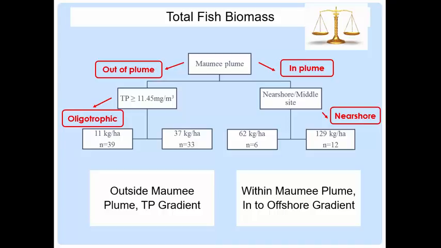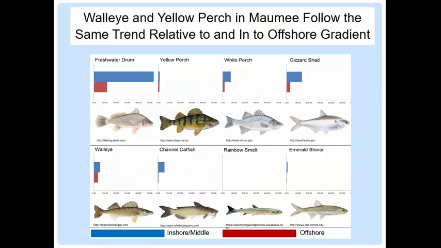And outside of the plume, both walleye and yellow perch showed the same trend relative to productivity, as did almost all species, where you see higher biomass where there are higher phosphorus levels.